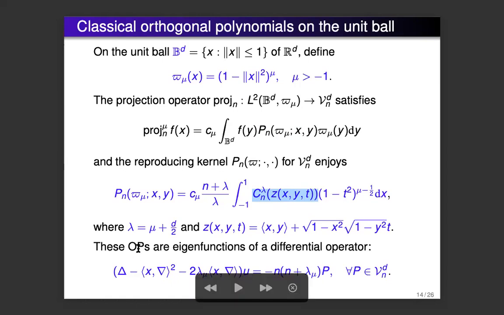And we also know these orthogonal polynomials are eigenfunctions of a differential operator. So you take a second order differential operator, you apply it to any polynomial in this space, you get an eigenvalue. So this is very nice and very simple, which says orthogonal polynomials on the ball are very much structured. They have many interesting properties.